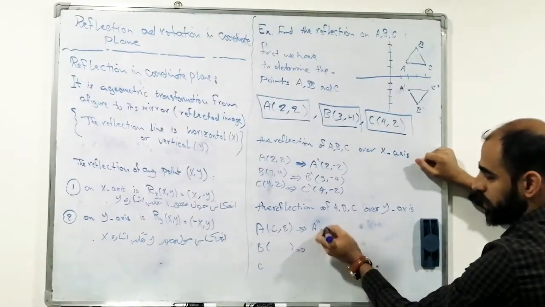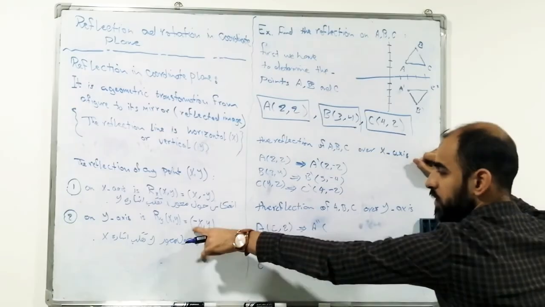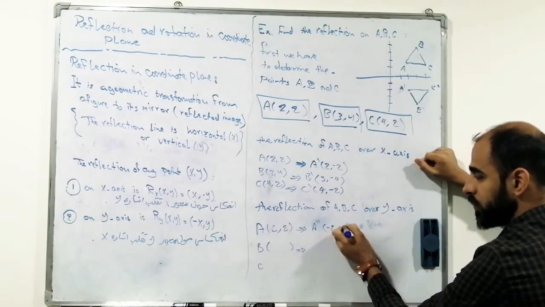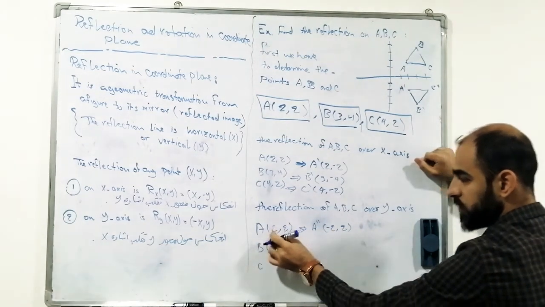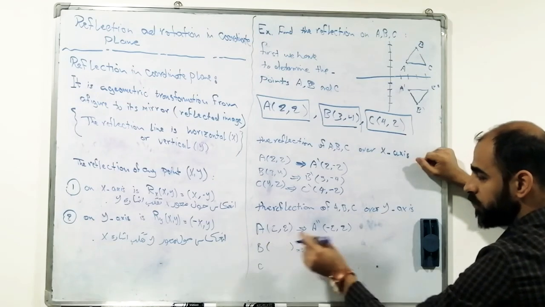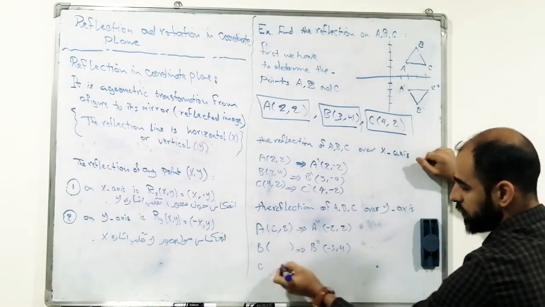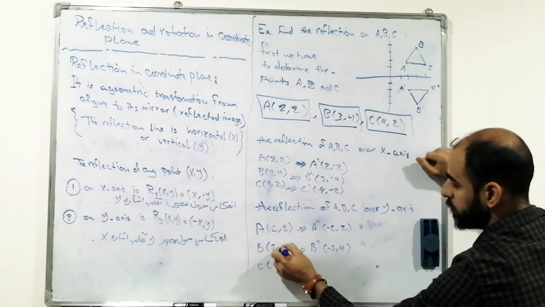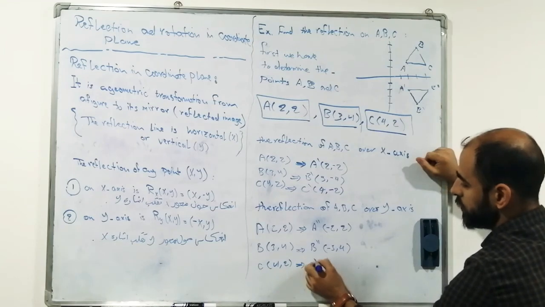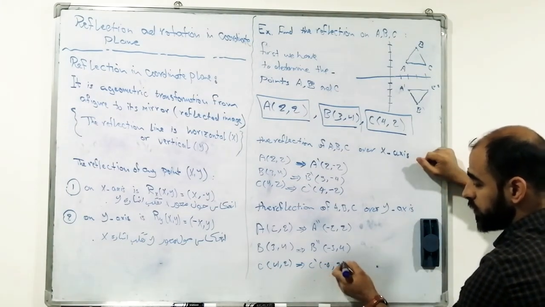Now reflection over y. Reflection over y, as we say, we have to change the sign of x of the first part. That means here we have to change the sign of the first one or first part. B double dash, change the sign of x, which is -3, and C double dash 4, to change the sign of the first part, which is 4 will become -4 and 2.